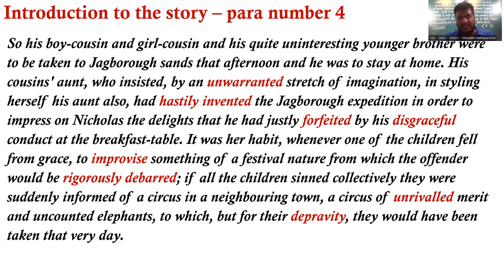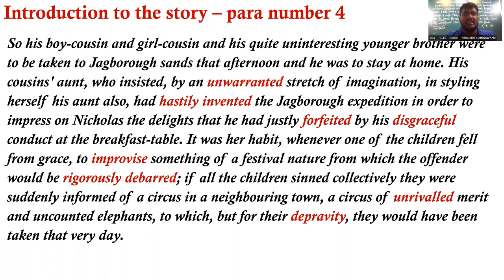If all the children sinned collectively, they were suddenly informed of a circus in a neighboring town, a circus of unrivaled merit, uncounted elephants, to which but for their depravity, they would have been taken that very day. Now here, Nicholas has done the mistake, only one child. Just imagine that all the children did some kind of mistake, then she will explain about the beautiful circus, right? What kind of circus they are going to miss. All the children will not be taken there.